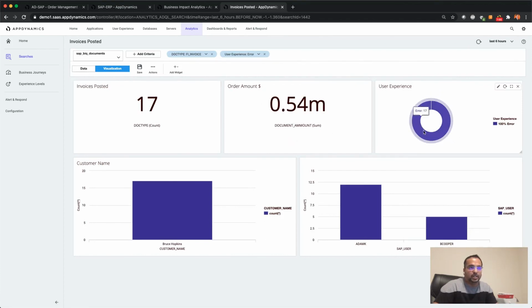for these particular errors. And when we see what is happening with the SAP user and the customer, there is a single customer that is being impacted by this. And we also see that there are 2 SAP users that are having this particular issue when trying to move this document from one business process step to another business process step.